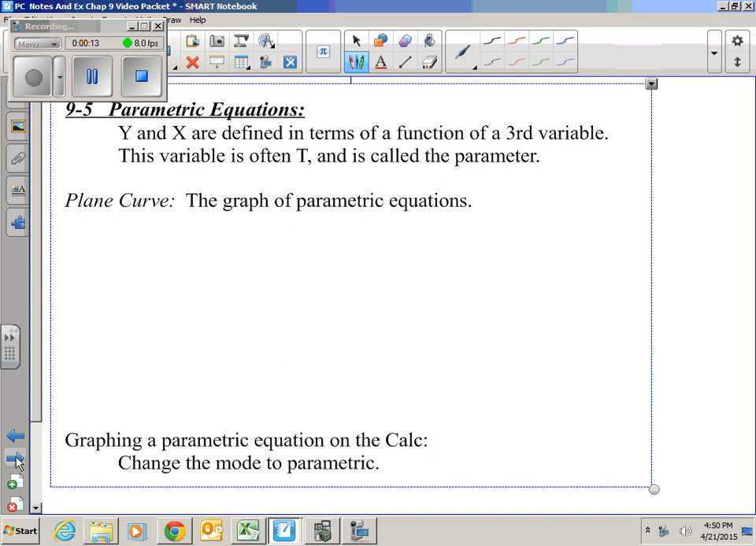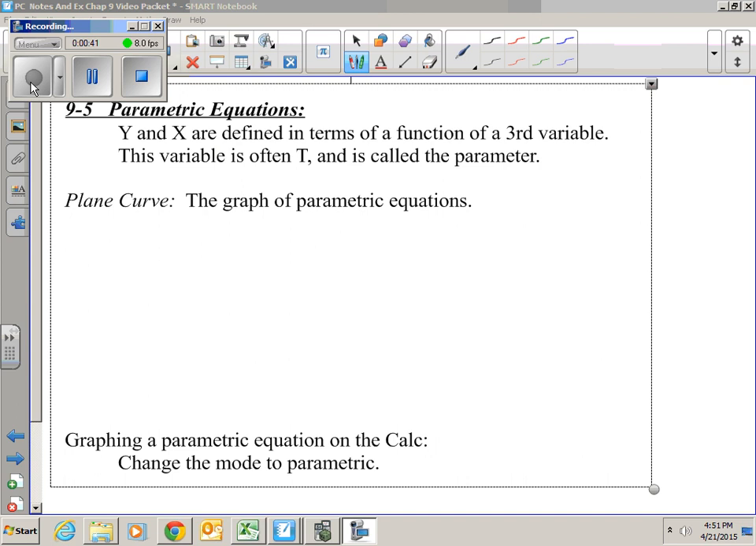parametric equations are. Parametric equations are still plane equations in y and x, but y and x are both defined in terms of a third variable, which we often call t, which is often time, and it's called a parameter. The graph of a parametric equation is called a plane curve.